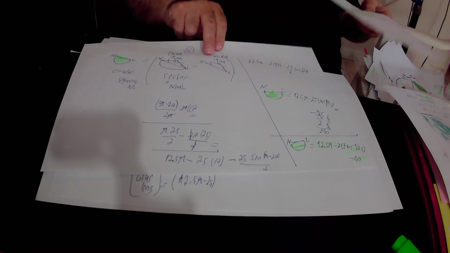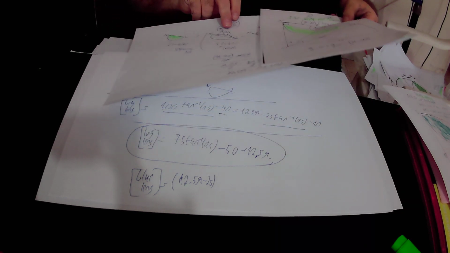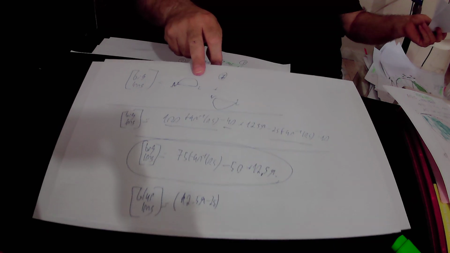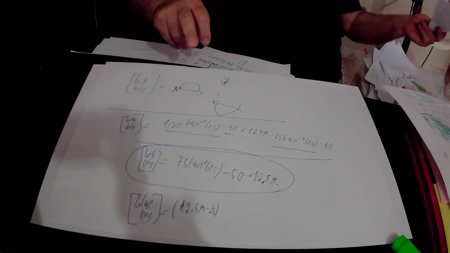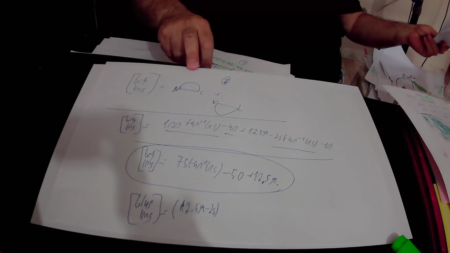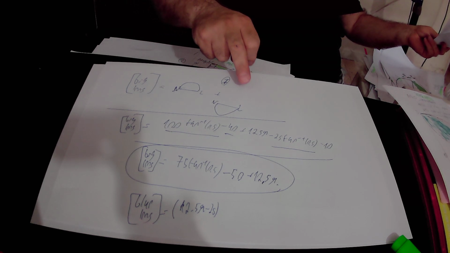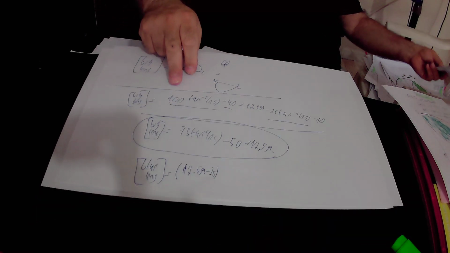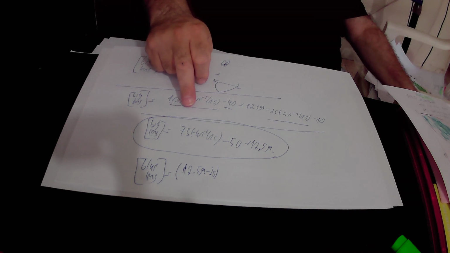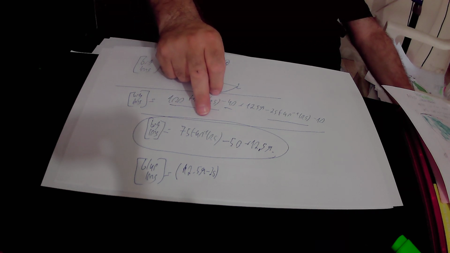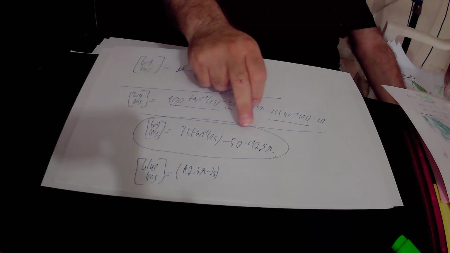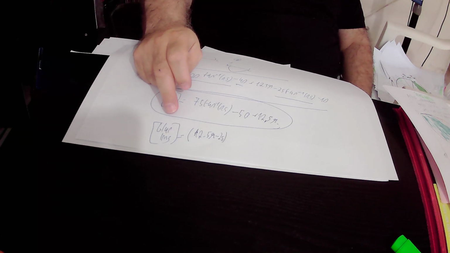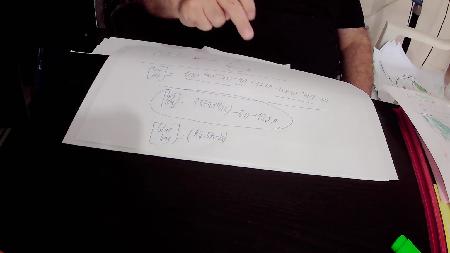minus 10. Then we added the upper circular segment to the lower circular segment, and this gave us the area of the big lens. Again, the area of the upper circular segment plus the area of the lower circular segment equals the area of the big lens. So we found that the area of the big lens equals 75 times sin inverse of 0.5 minus 50 plus 12.5 pi. We have already found that the area of the blue lens equals 12.5 pi minus 25.